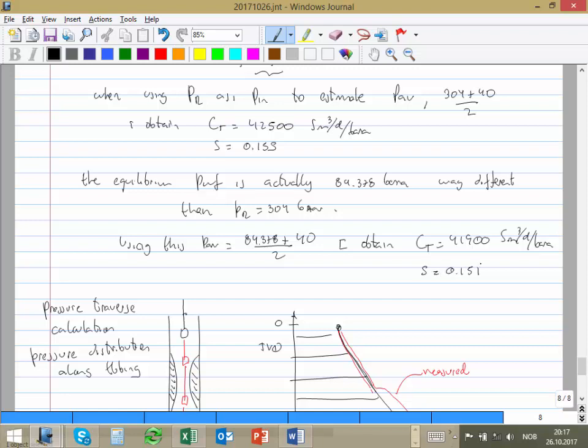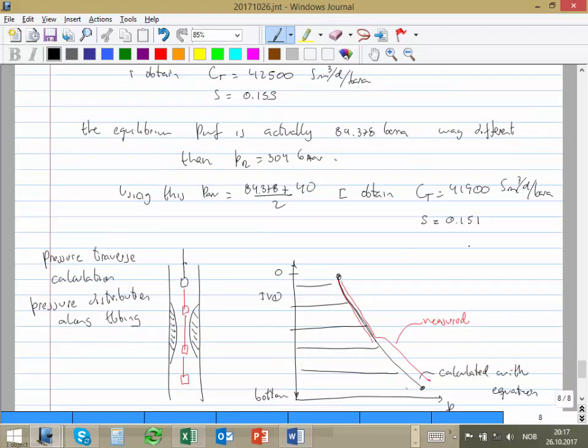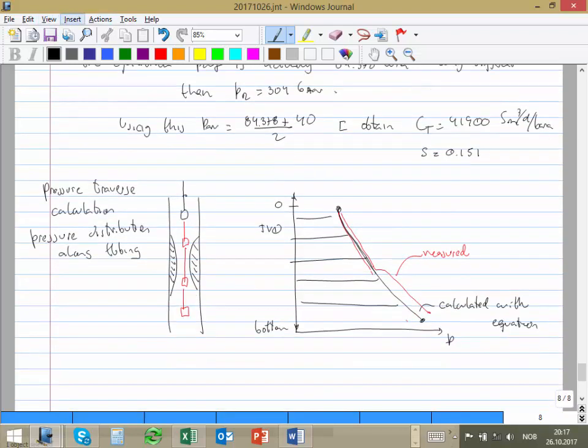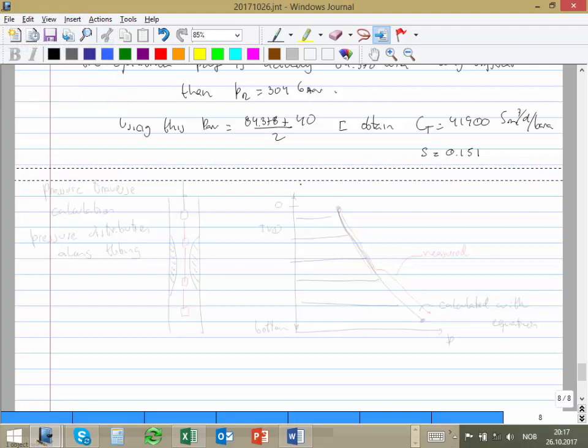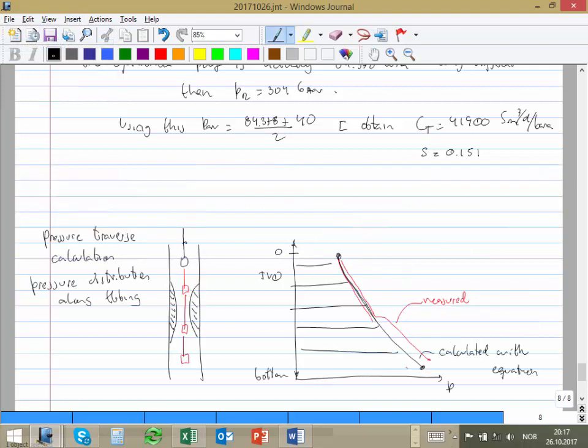You will say dramatically different. There is a relatively big difference between them. However, this doesn't affect my equilibrium. The equilibrium point is not affected dramatically.